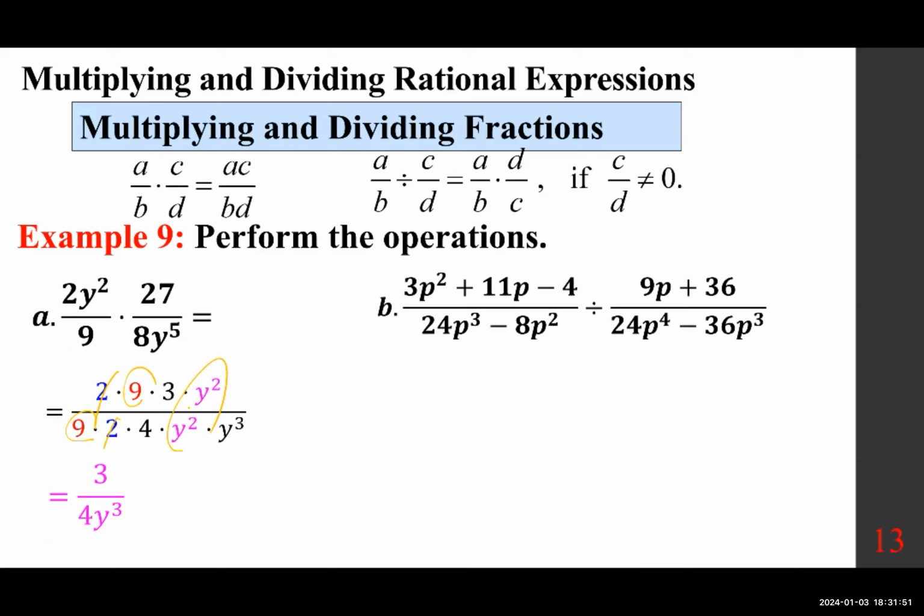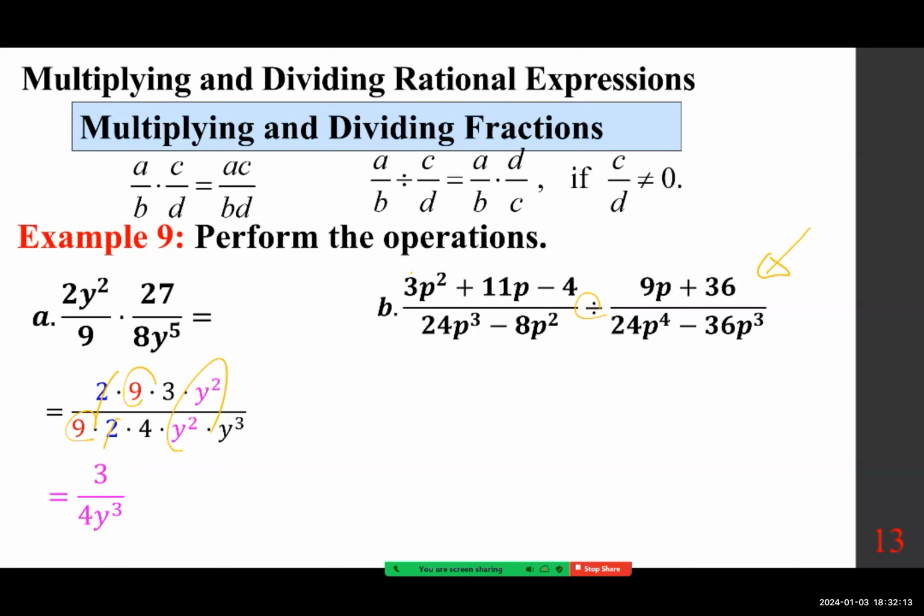Let's look at this one. To do so, we are going to change this to a multiplication. That means we need the reciprocal of this, and we need the factor of each term. So let's start with the very first one.